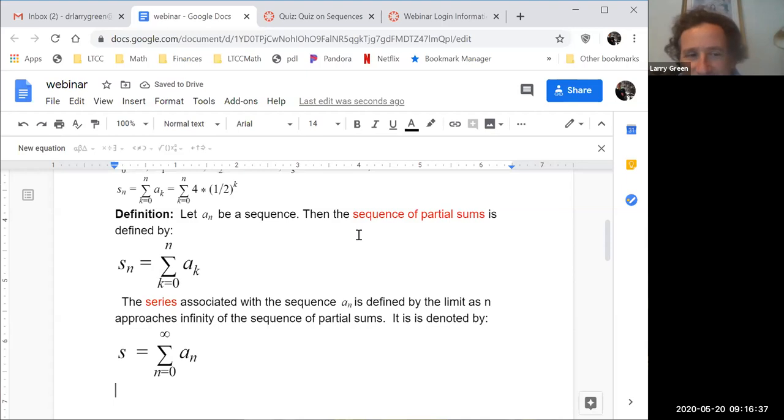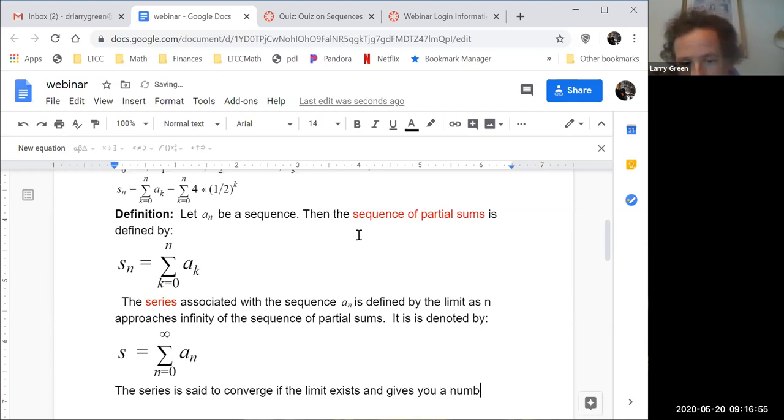Okay. The series is said to converge if the limit exists and gives you a number. Otherwise, we say that the series diverges.